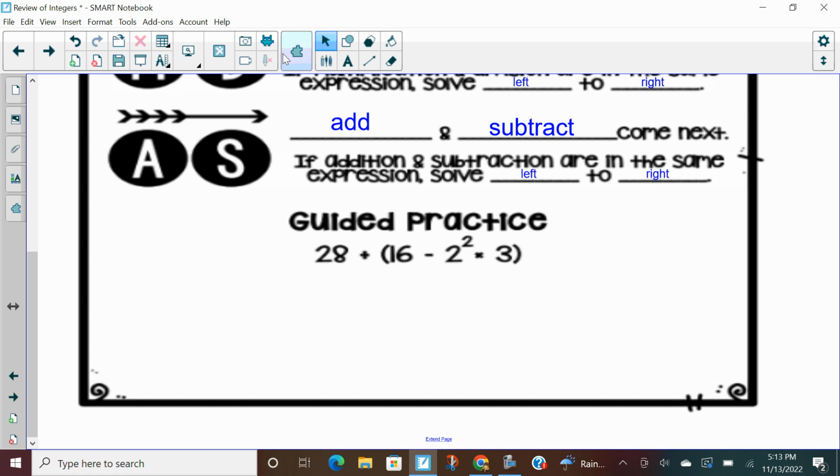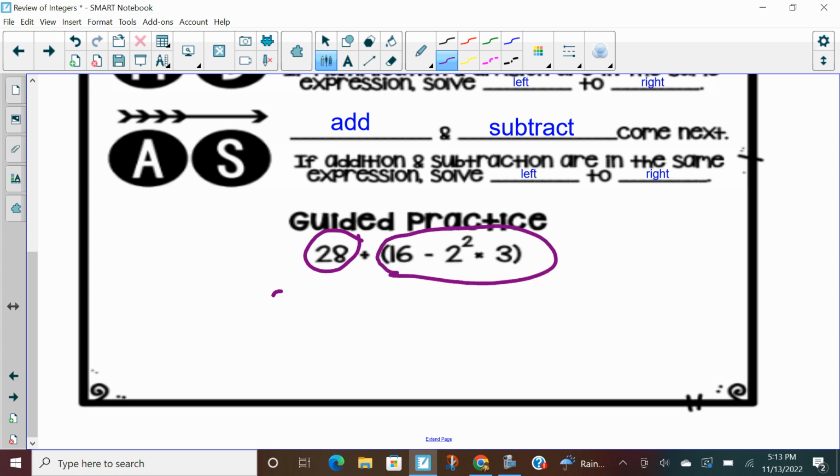Okay, so for one of the examples, another way to look at this, which you might have done last year, is where you circle the terms. So I would circle the 28, then I would circle this whole thing because it's separated by a plus sign. So I'm going to rewrite it as 28 plus 16 minus 2 squared times 3. 2 squared is 4. So 16 minus 4 times 3.